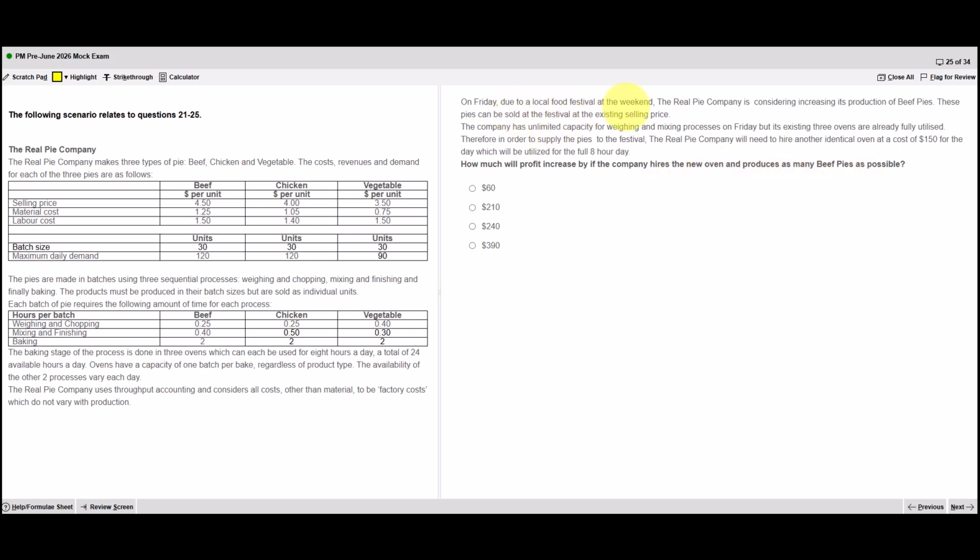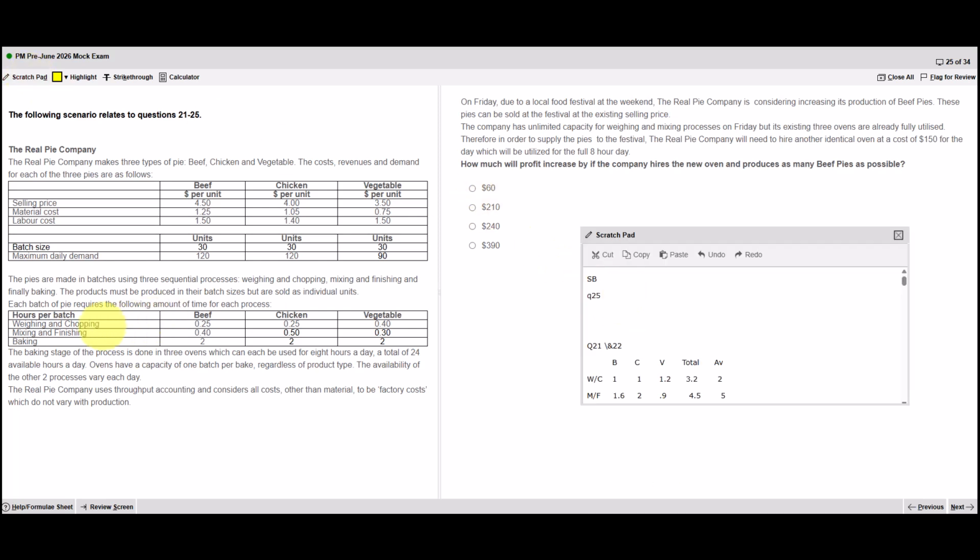On Friday, due to a local food festival at the weekend, they consider an increase in production of beef pies. These pies can be sold at the festival at the existing price. The company has unlimited capacity for weighing and mixing processes on Friday, but its existing 3 ovens are already fully utilised. Therefore, in order to supply the pies, they need to hire another identical oven at a cost of 150 for the day, and it will be utilised for the full 8 hours. How much will profit increase if they hire the new oven?